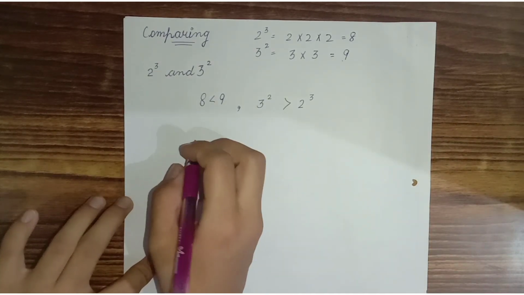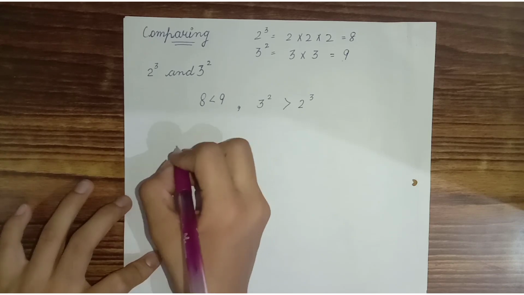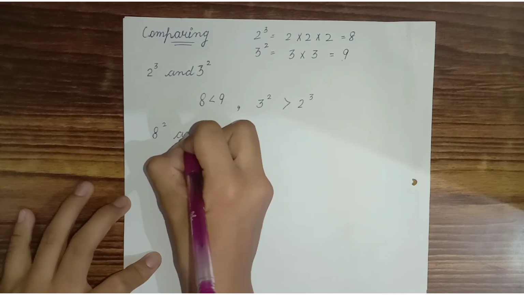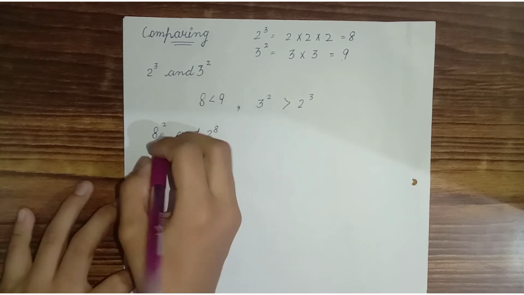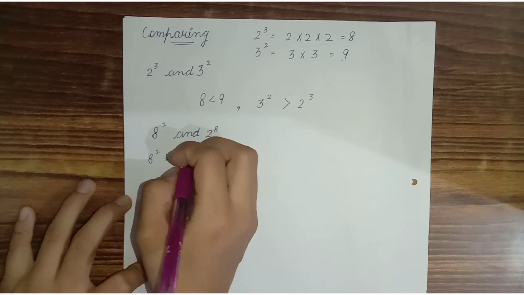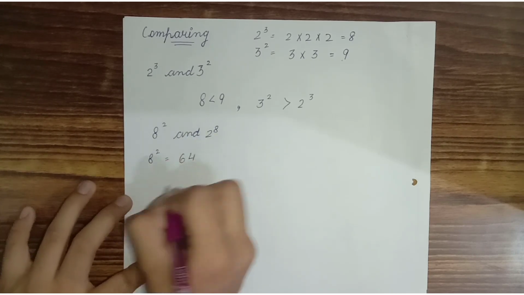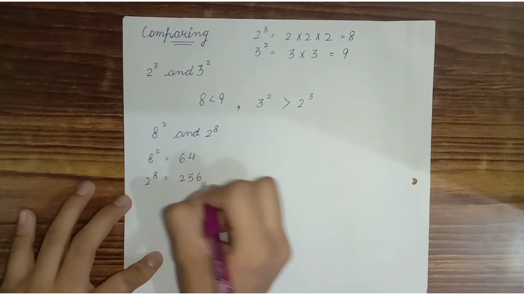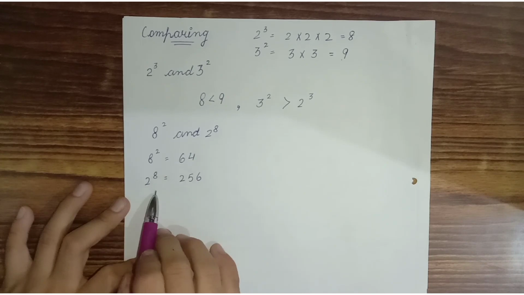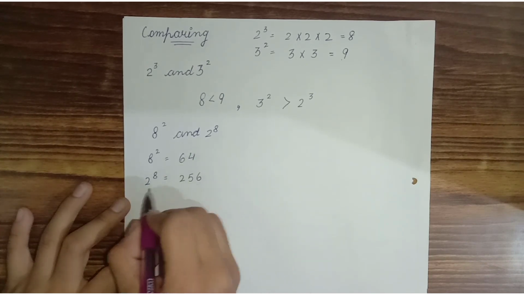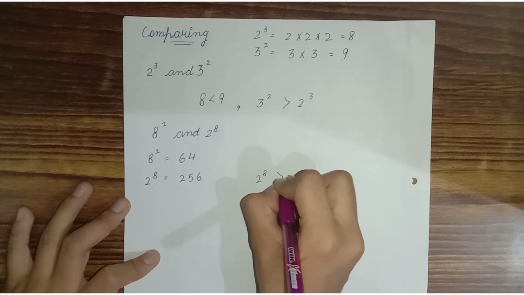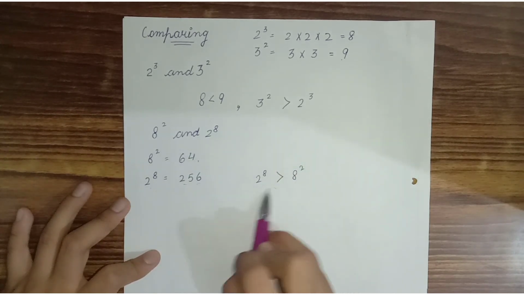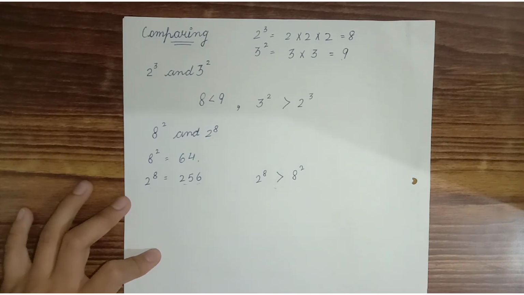Let's take one more example. If we want to compare 8 raised to the power 2 and 2 raised to the power 8. So 8 raised to the power 2 is equivalent to 64, and 2 raised to the power 8 is equivalent to 256. So 2 raised to the power 8 is greater than 8 raised to the power 2, as 256 is greater than 64, so the result will be like this. So comparing is that easy.